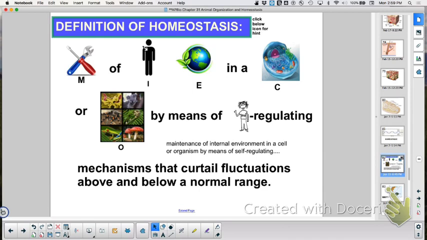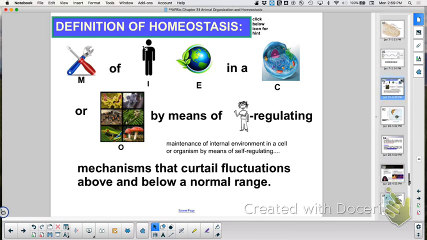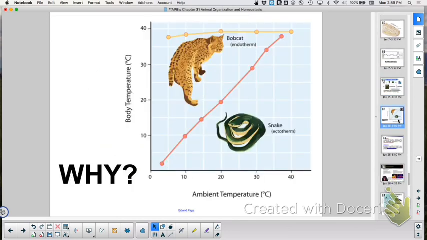All right, good job. Now, why? This kind of question they would ask. Yes, one is ectotherm, one's endotherm. Right, so one's able to maintain its internal body temperature, and one is not. So they're going to have different adaptations in order to do that, right?